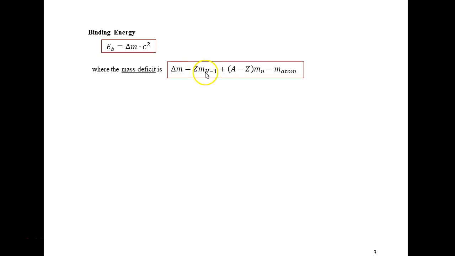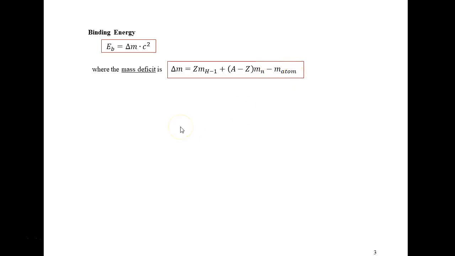So we're going to take the mass of a hydrogen 1 atom, multiply by the number of protons, plus we're going to take the number of neutrons, which is the mass number minus the atomic number, times the mass of an isolated neutron. We'll add those together, then we'll subtract off the mass of the bound atom. See, that's why we have to use hydrogen 1 atomic mass here, because we're going to be using the mass of the bound atom here.